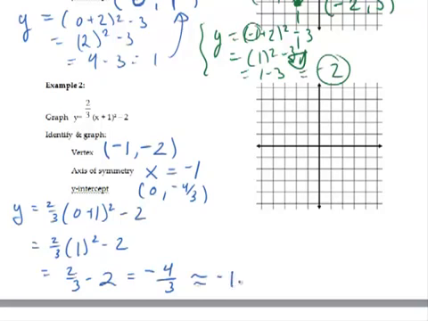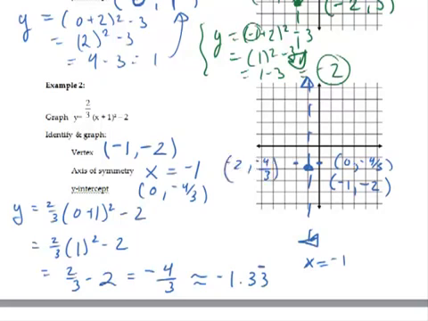which is approximately negative 1.33, repeating. So graphing, here's the x-axis, the axis of symmetry at x equals negative 1. Vertex is negative 1, negative 2. And y-intercept at 0, negative 4 thirds. So it's 1 and a little bit more than 1 right in here. And when we reflect this over, this will be negative 2, comma, negative 4 thirds.